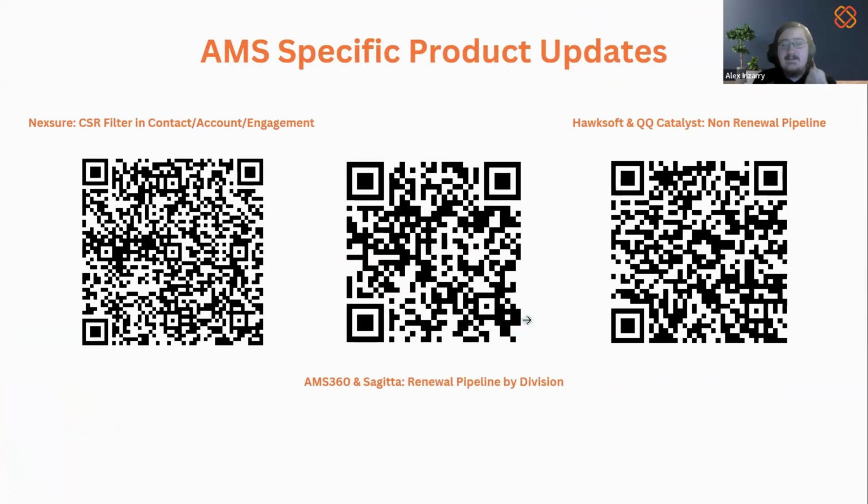Before I jump into our demo portal to show you some of these features, there are a few AMS-specific product updates that we're not going to demo on this call, but we still want to make sure you were aware of. If you are currently using one of these AMSs, the first one is any Nexure agencies. You now have the ability to filter by CSR in the contact and account modules, as well as via lists in the engagement module. If you access your filters, you should now see an option to filter by a specific CSR.